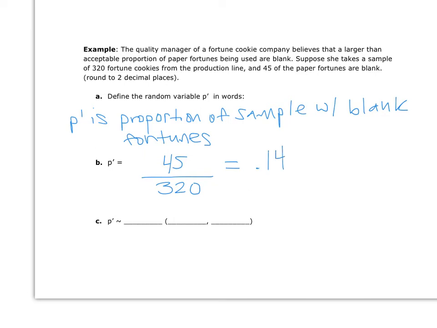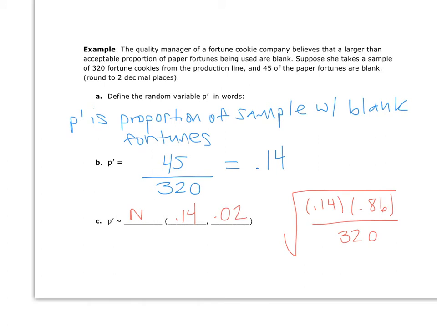So that gives us P prime is normal, mean of 0.14. And to calculate that standard deviation, we take that 0.14, multiply it by 1 minus that, which is 0.86, divide by the sample size, and then take the square root. And that's going to, if we round to 2 decimal places, give us 0.02.